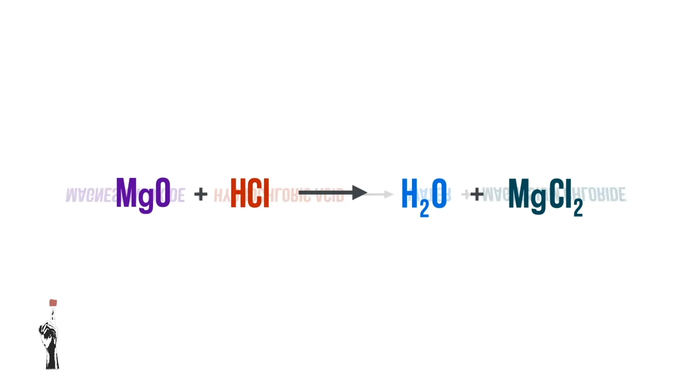Here is the correct chemical equation. You will notice that this equation is not balanced. On my left-hand side, I only have 1 hydrogen and 1 chlorine atom. But on my right-hand side, I have double the amount.